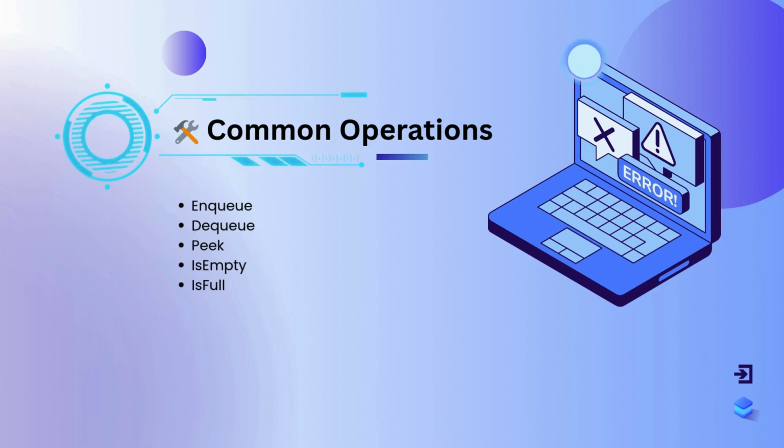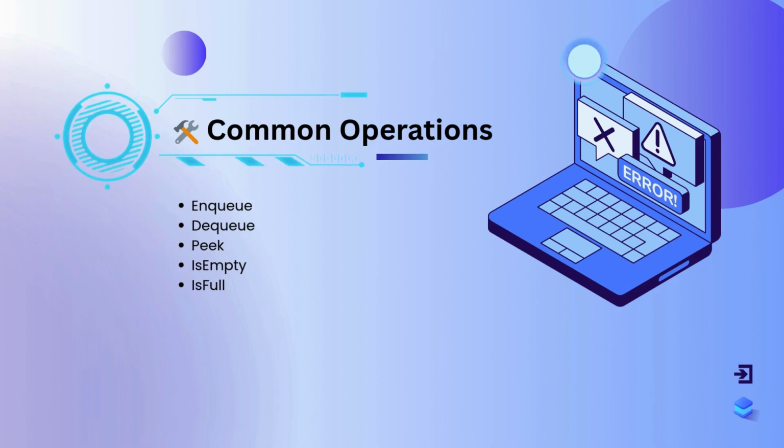Now, let's go over the common operations used in an array queue. First, we have enqueue. This operation adds a new item at the rear of the queue. It's like joining the end of a line. Next is dequeue. This removes an item from the front of the queue, just like the first person in a line gets served first. The item at the front is the one that goes out.